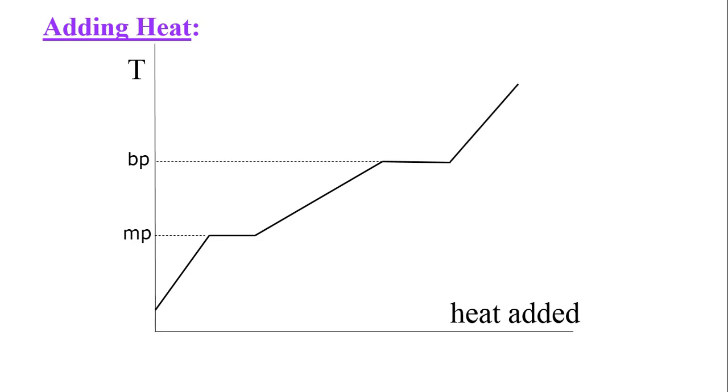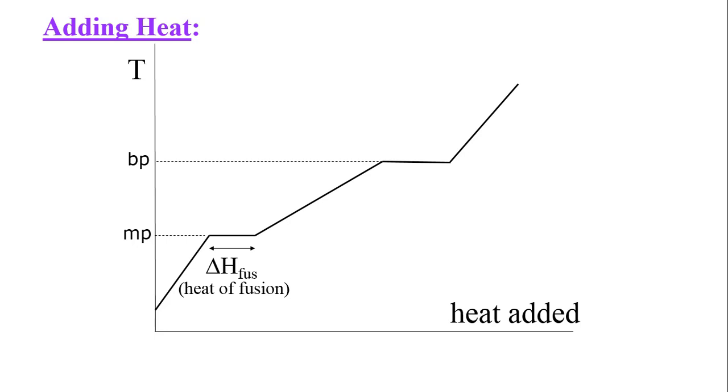In the first flat section of the plot, the amount of heat required to melt the solid can be quantified. For 1 mole, this amount is given by the symbol delta H FUS, which is the heat of fusion. Fusion is another name for melting.